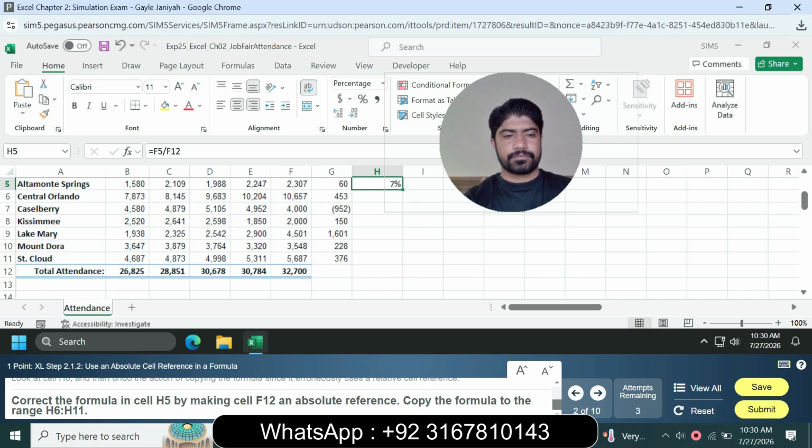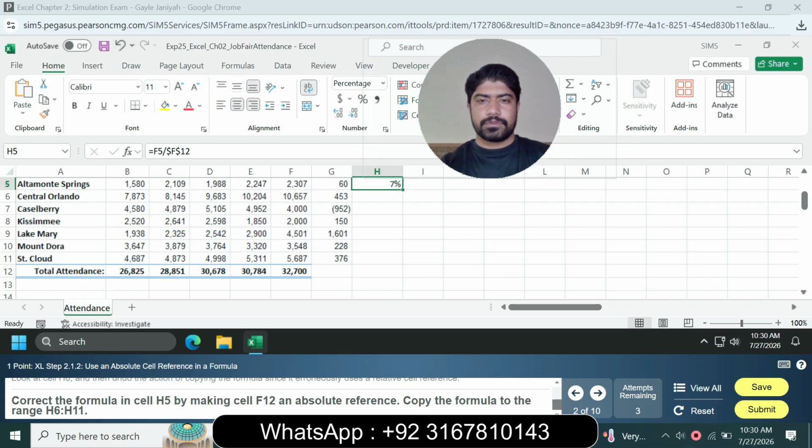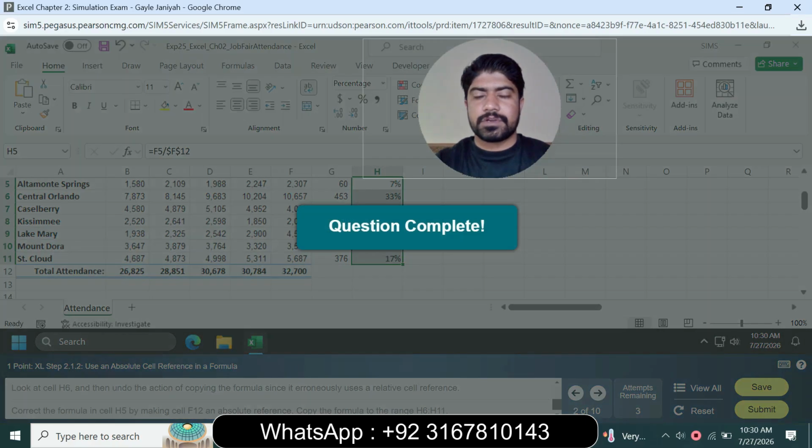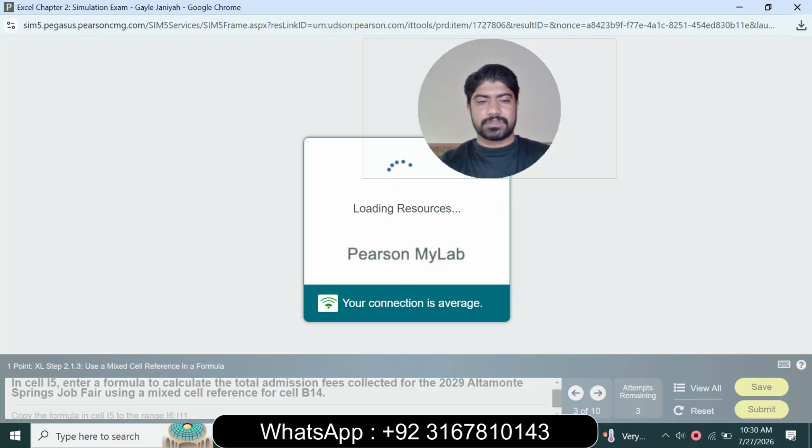Click Undo. Correct the formula in cell H5 by making cell F12 an absolute cell reference, and copy the formula to the range H6 to H11. So F12, and press Enter, and next copy the formula to the range H6 to H11. So question number 2 is complete, and we move to question number 3.